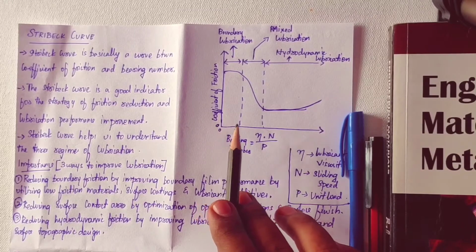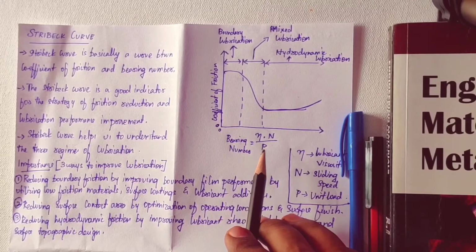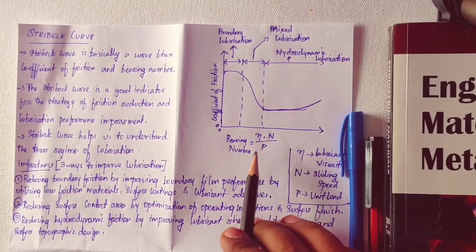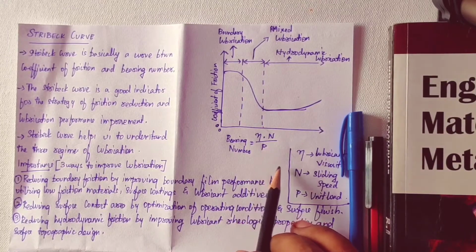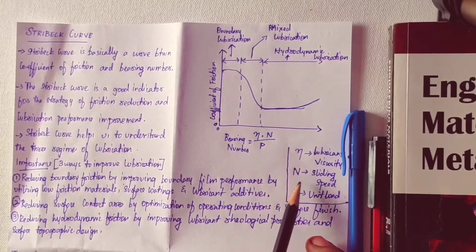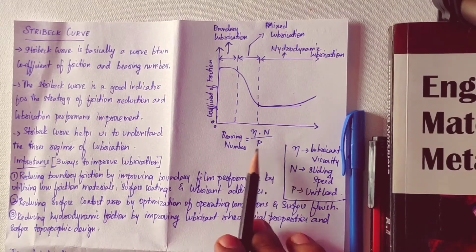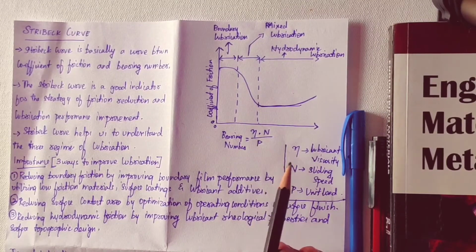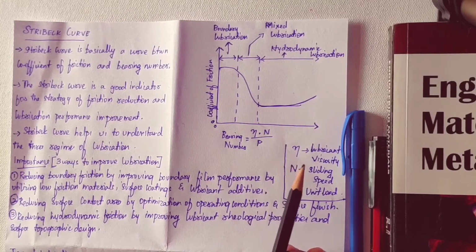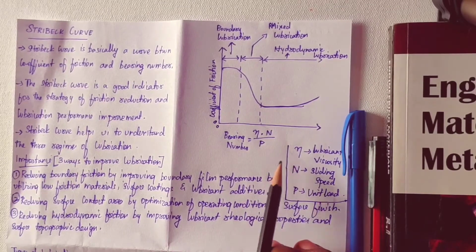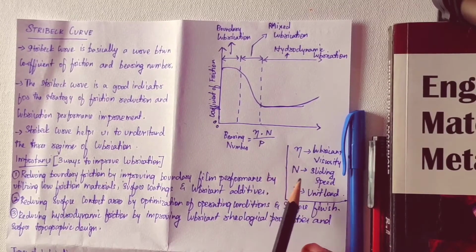So what is bearing number? Bearing number is nothing but the product of lubricant viscosity and sliding speed per unit load. This bearing number helps us to understand what type of lubrication we have to use, and if you increase or decrease properties of the lubrication, how the coefficient of friction will react to that particular property.